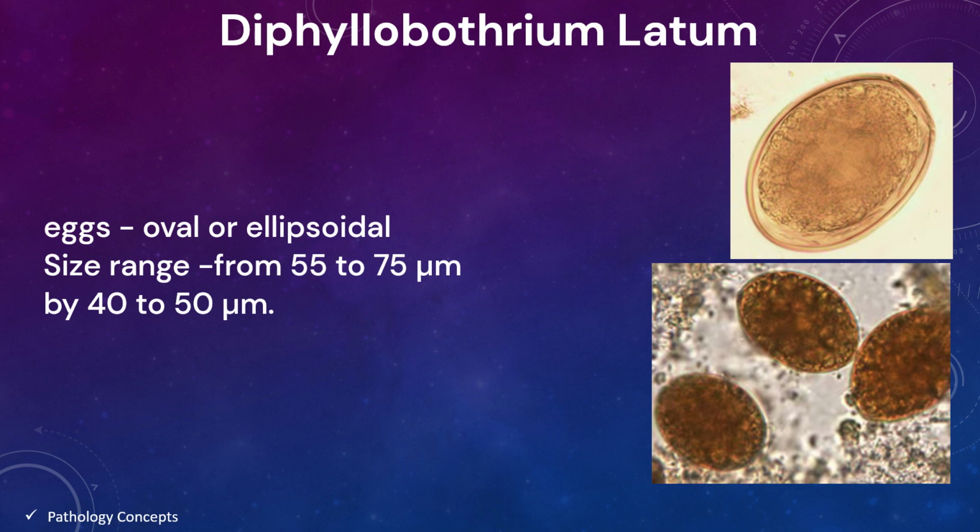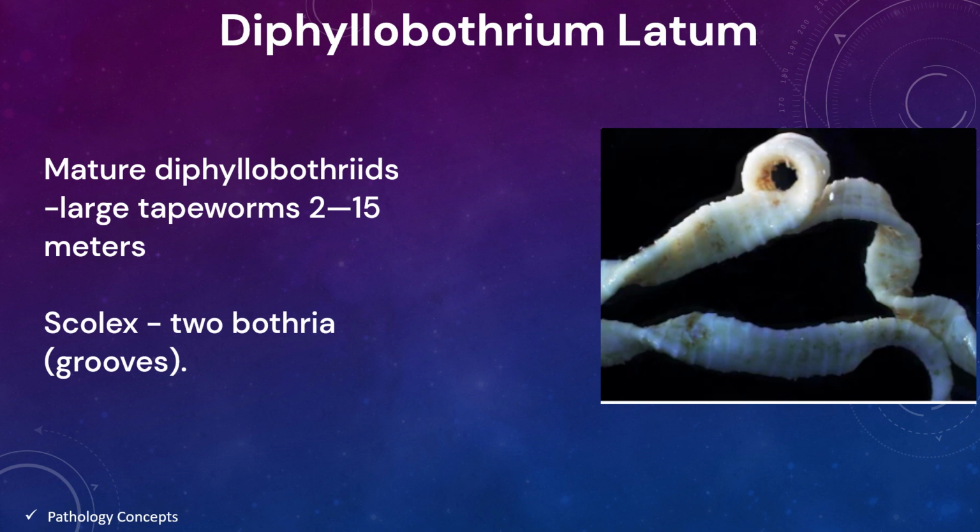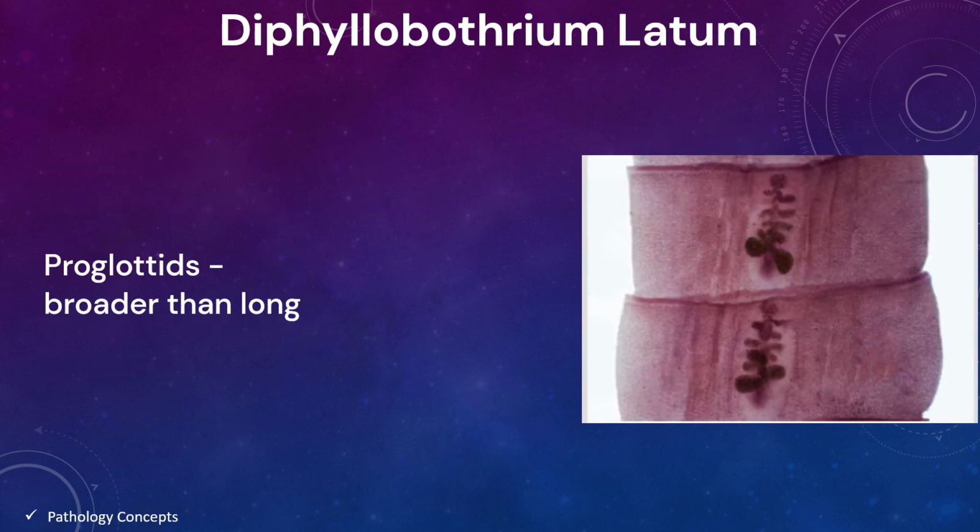Diphyllobothriid eggs are oval or ellipsoid and range between 55 to 75 micron by 40 to 50 micron. The mature Diphyllobothriids are large tapeworms reaching 2 to 15 meters in length. The scolex always has two bothria, or we can say grooves. Proglottids are broader than long, with a single genital pore that opens in the middle of the ventral surface. The fully mature specimen may comprise 2000 to 5000 proglottids.